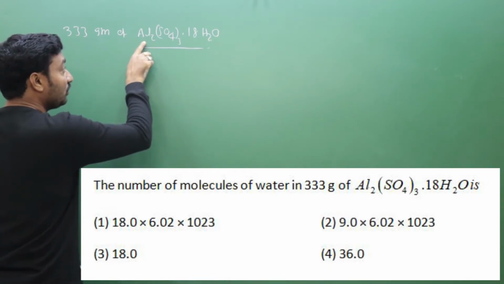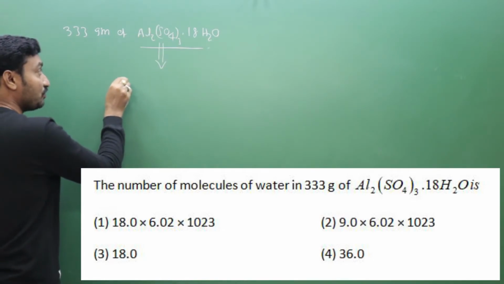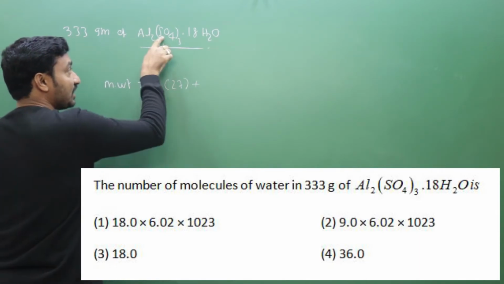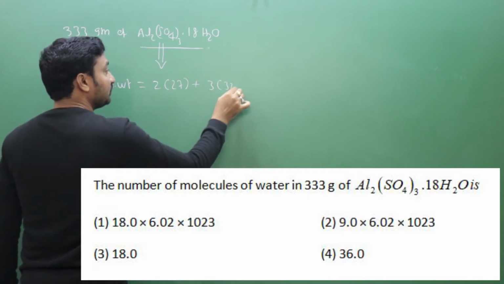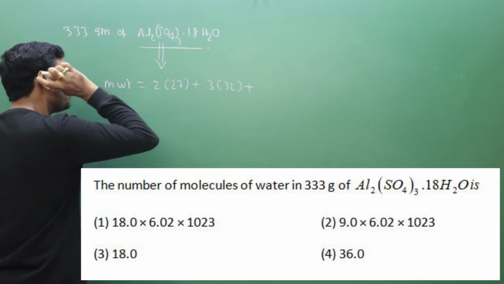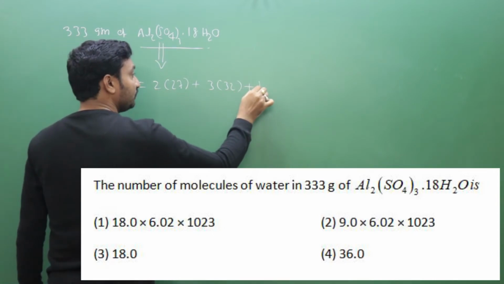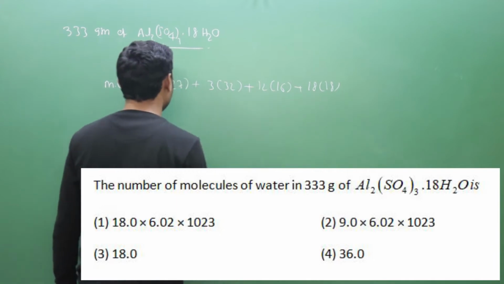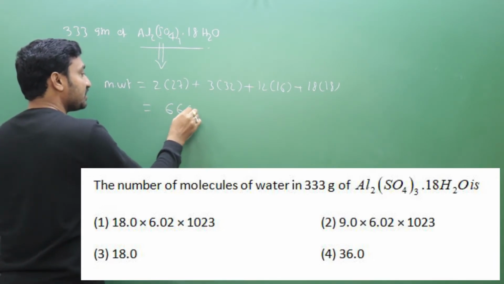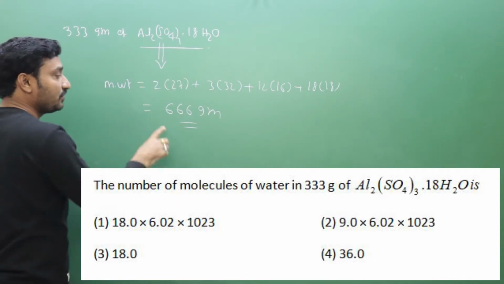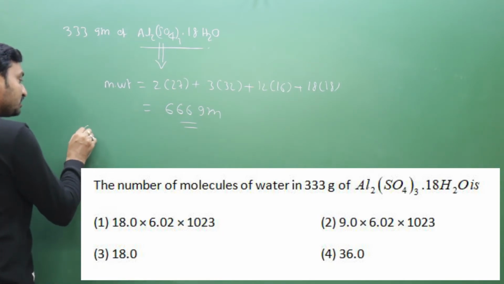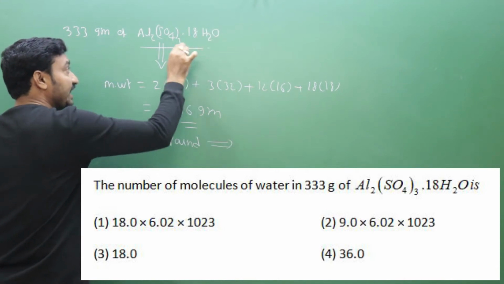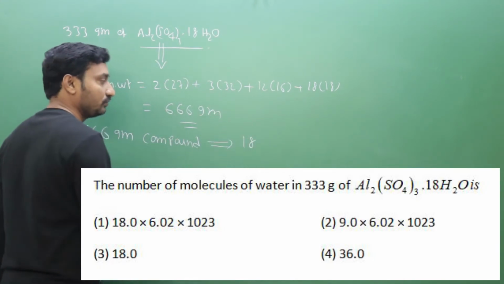So 1 mole, this compound's molar mass, molecular weight, is equal to 2 into aluminum 27, right? Plus sulfur 3 into 32, oxygen 4 threes are 12, 16, plus 18 into water molecular weight 18. If we calculate this, you will get 666 grams. Molar mass of this compound is 666 grams. So in 666 grams of compound, how many water molecules are present? 18 water molecules present means 18 mole H2O present.